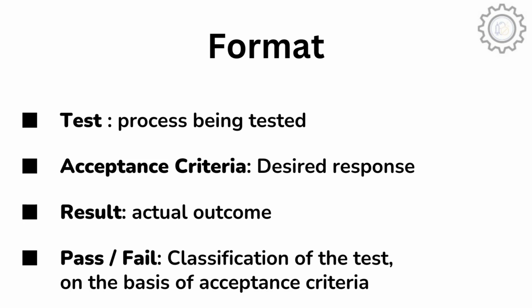So in the format, test is the equipment's process being tested or under investigation. Acceptance criteria is the desired outcome on the basis of which the test is considered satisfactory. If the outcome is according to the acceptance criteria, the test is considered pass. If the outcome is not according to the acceptance criteria, the test is marked fail. Pass or fail is the classification of the test depending upon the acceptance criteria and the actual output.